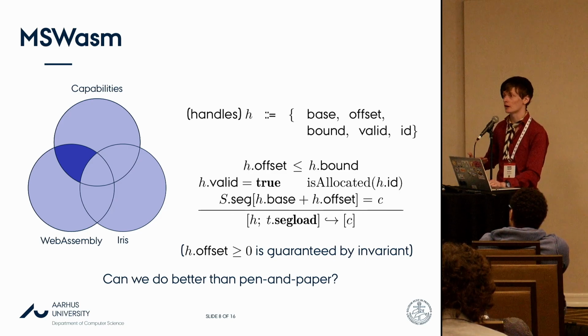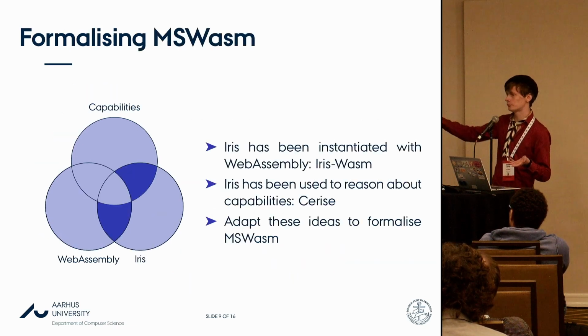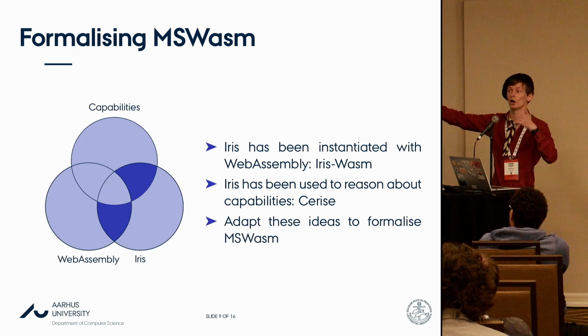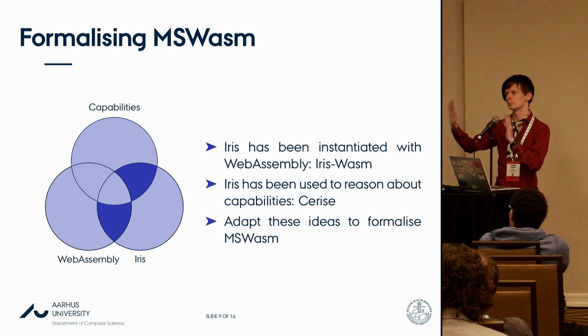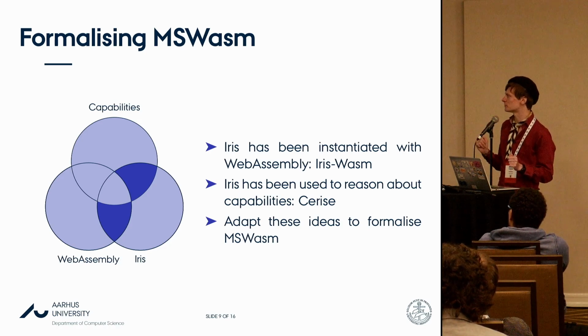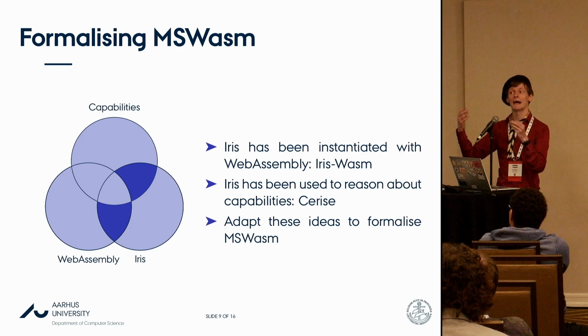property using Iris. Now, Iris has been used before with WebAssembly. That's what I talked about earlier. There was Iris-Wasm. Iris has also been used to reason about capabilities. There's a number of works I could cite here. Probably the biggest one would be Cerise. And we wondered if we could adapt these ideas to get there in the middle and formalize MSWasm.